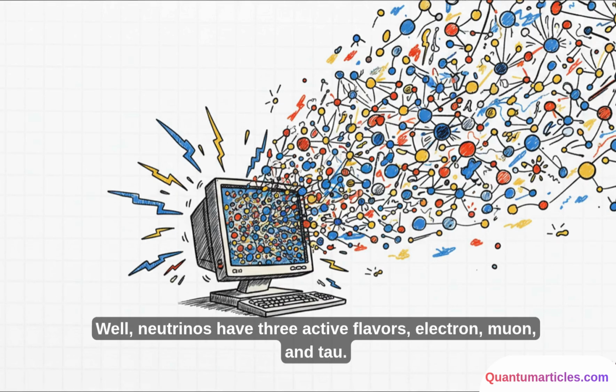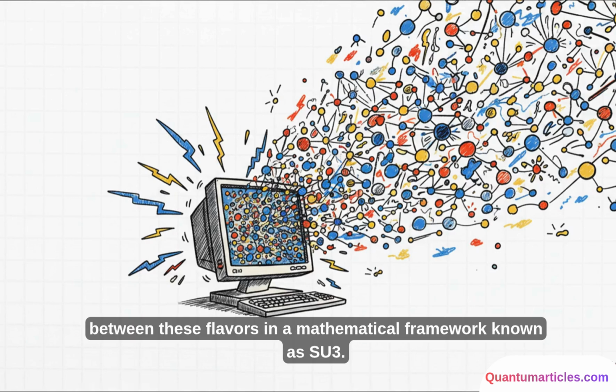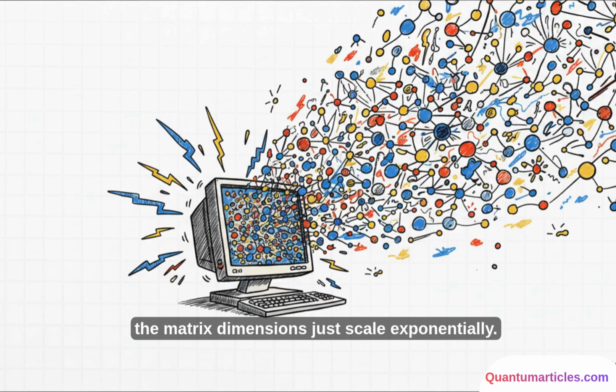Why? Well, neutrinos have three active flavors: electron, muon, and tau. And they're constantly oscillating between these flavors in a mathematical framework known as SU3. When you try to track these three flavor interactions across a ton of particles on a standard classical computer, the matrix dimensions just scale exponentially. It's literally like trying to predict the exact flight path of a billion caffeinated bees all at once. It just gets way too big, way too fast for any classical machine to handle.